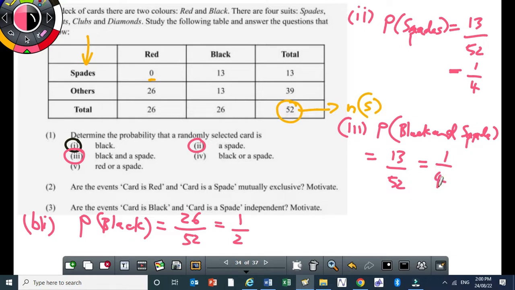And then a black or a spade. Now the word or in probability means add. So we add all the black ones, they are 26. All the spades, they are what? 13.